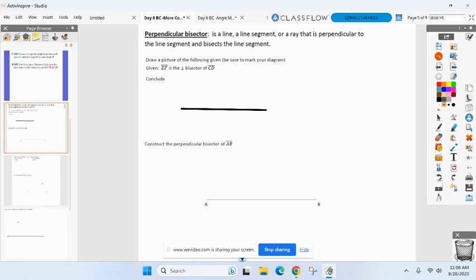So imagine this right now. We're going to have EF is perpendicular to line segment CD. So right underneath, draw a line segment CD for me. Okay, we have practice in that. Right underneath where it says conclude, draw a line segment CD for me.